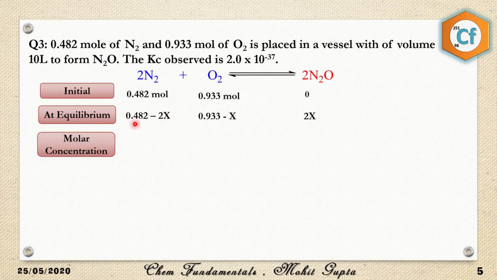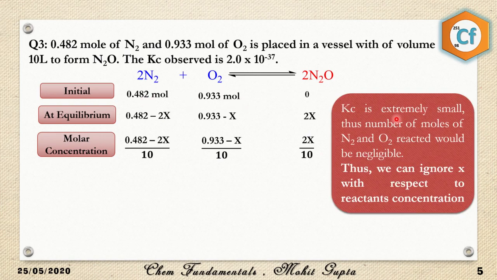So the molar concentration would be, I have to take this divided by the volume, which is equal to 10 liter. So I have to divide by 10 in all the places just to determine the concentration. We cannot use number of moles directly in the formula, that is molar concentration. Okay, so Kc is extremely small in this case. We can see here that it is 10 to the power minus 37.